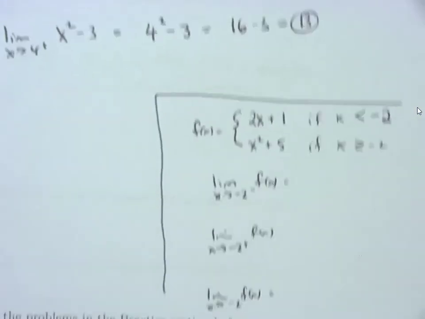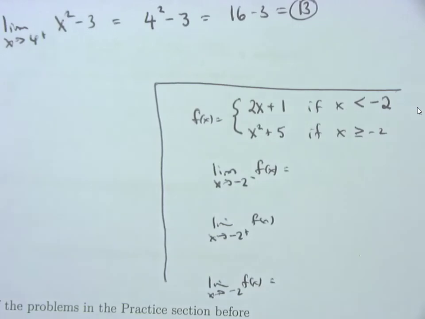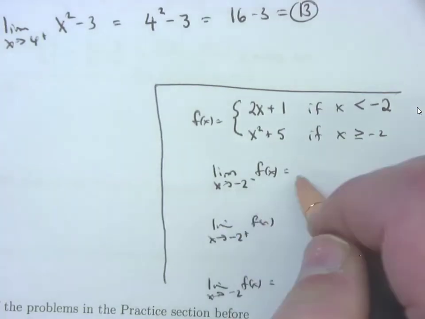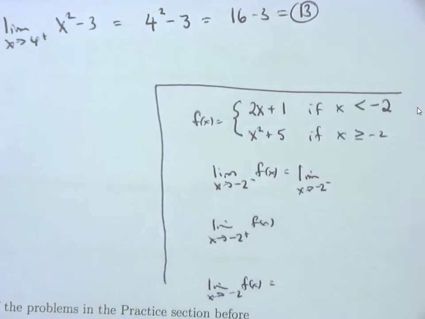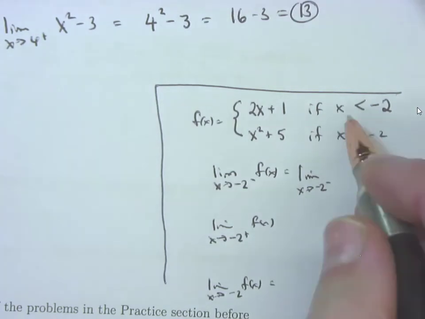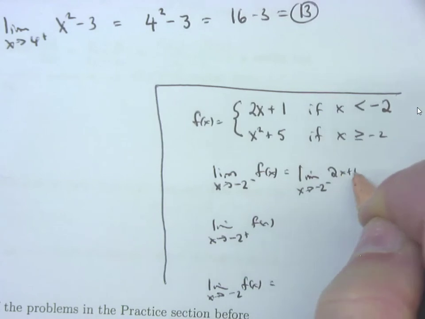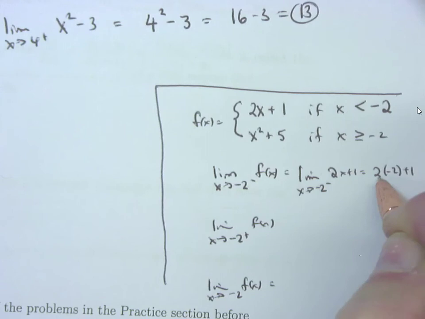So now, I'm taking the limit as x approaches negative 2 from below. It means I'm slightly less than negative 2. I'm going to plug it into the function 2x plus 1. Plugging it in, I get 2 times negative 2 plus 1. 2 times negative 2 is negative 4, plus 1 is negative 3.